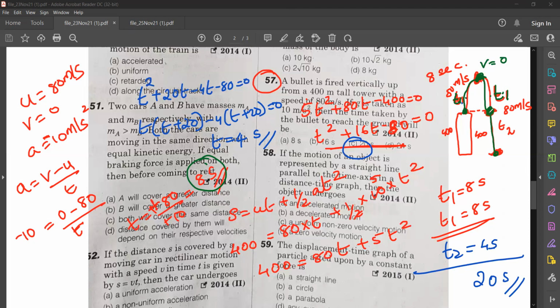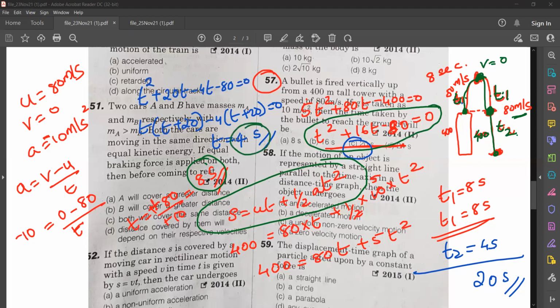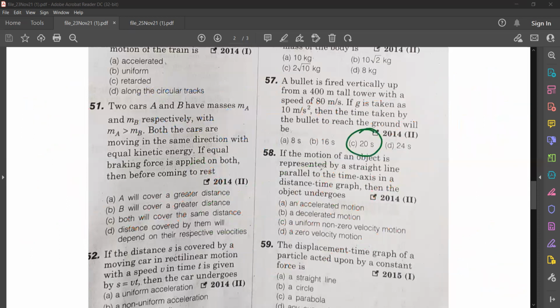Now at this level, speed is 80 meter per second. Displacement is 400. Time is what you have to find out. So I used S is equal to ut plus half at square. Substituted, I got a quadratic equation. I solved this quadratic equation and I got the answer as 4 seconds. So T2 I got as 4 seconds. So total time is T1 plus T1 plus T2, that is 8 plus 8 plus 4, that is 20 seconds. So 20 seconds is option C. Understood all of you?